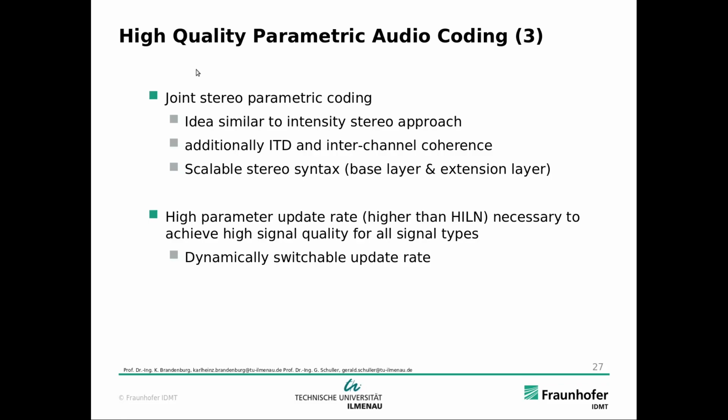So, more on high quality parametric audio coding. We already saw that we have joint stereo parametric coding. This is basically an extension to the intensity stereo approach, but it additionally has interaural time differences and interchannel coherence. And it has a scalable stereo syntax, so we have a base layer and an extension layer. We have a high parameter update rate, higher than for harmonics and individual lines and noise, necessary to achieve high signal quality for all signal types. And we have a dynamically switchable update rate.